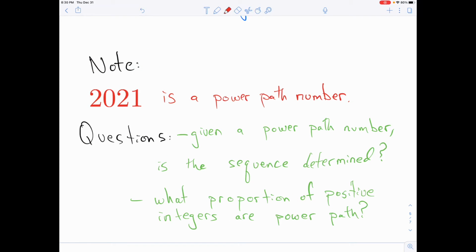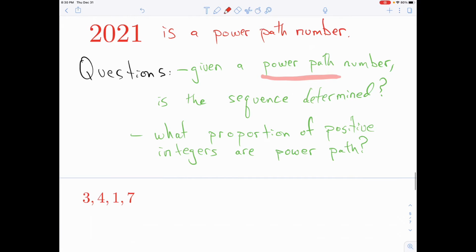First of all, if you're given a power path number, is the sequence determined? Well, we already know the answer is no. For example, we've already looked at a sequence which proves that 86 is a power path number, 3 to the 4, 4 to the 1, plus 1 to the 7, and so on. But of course, 1 to the 7 is the same as 1 to the 6, and 1 to the 6 is the same as 1 to the 13, for example.